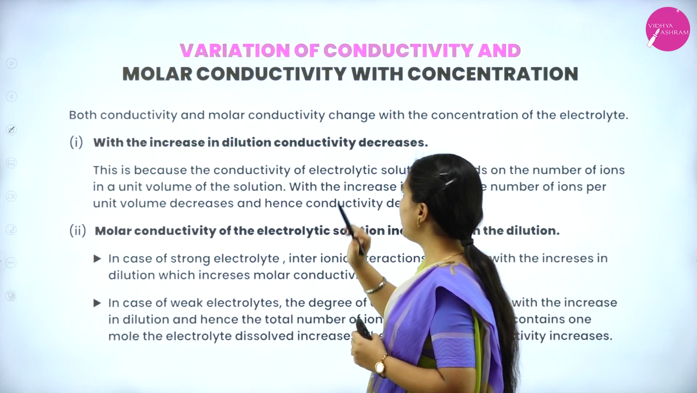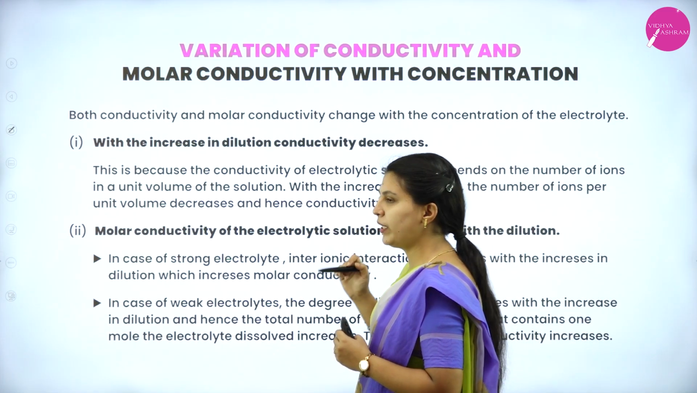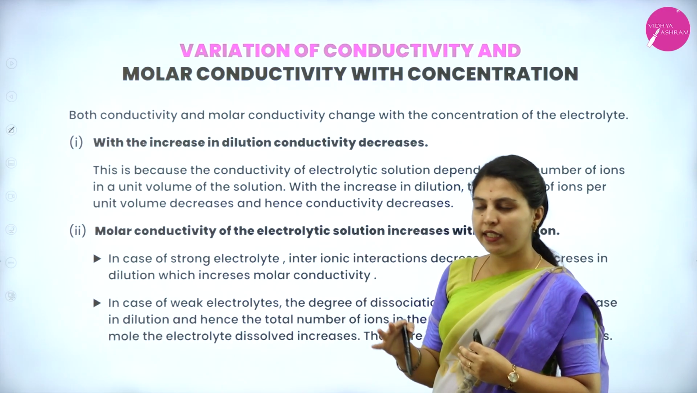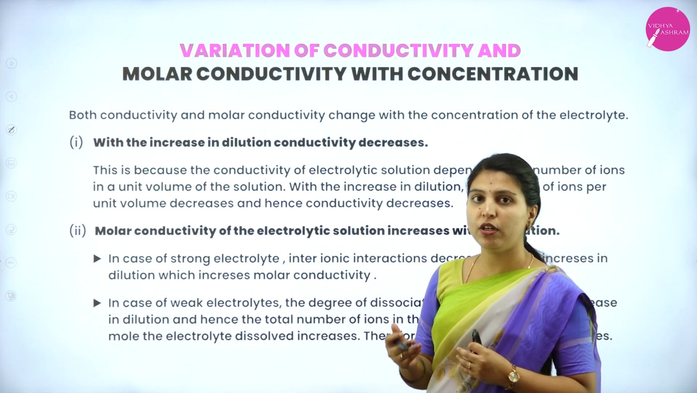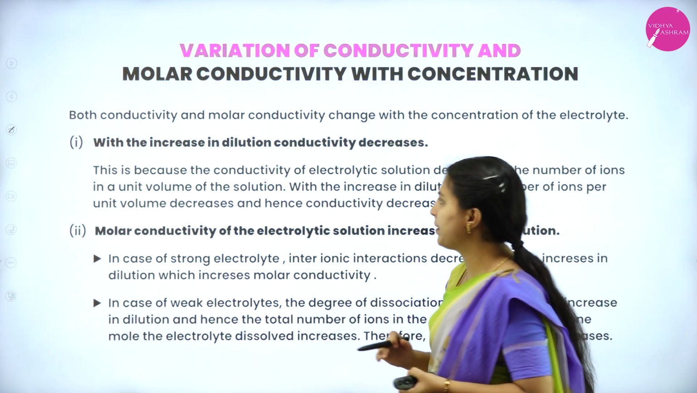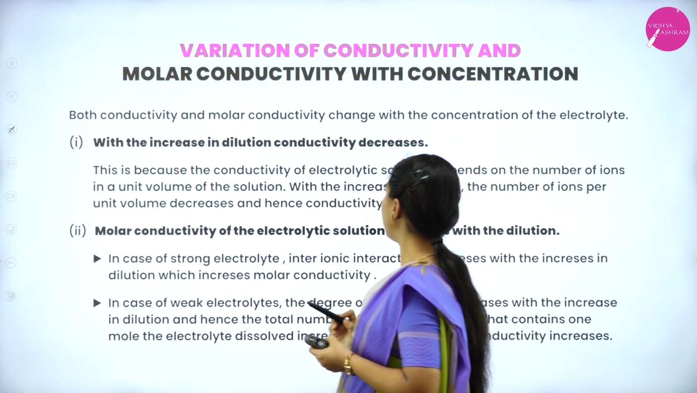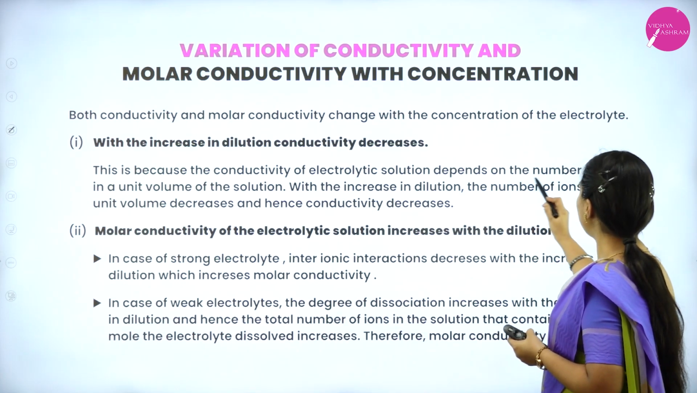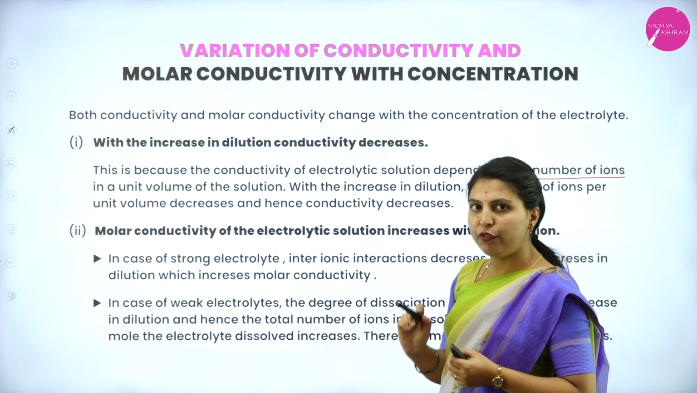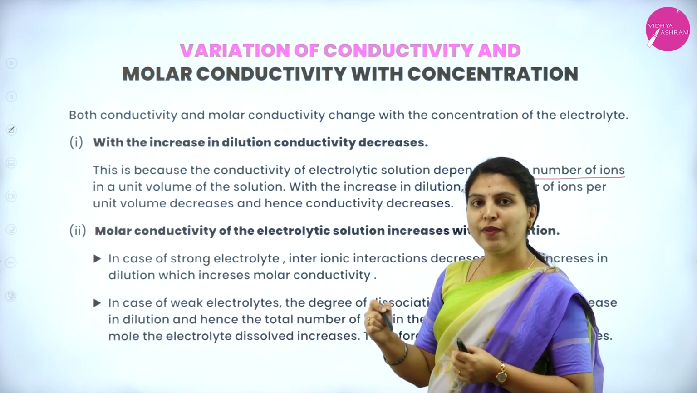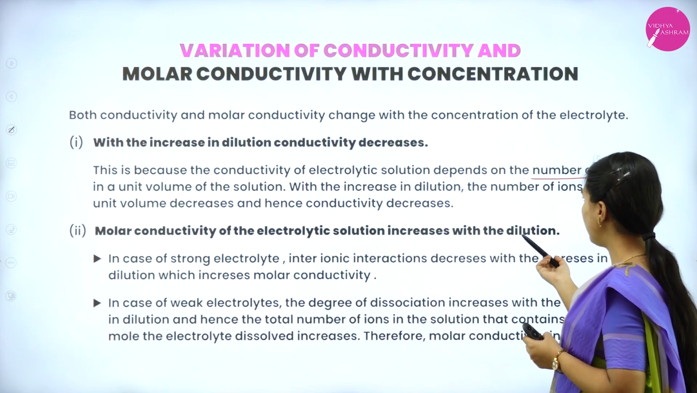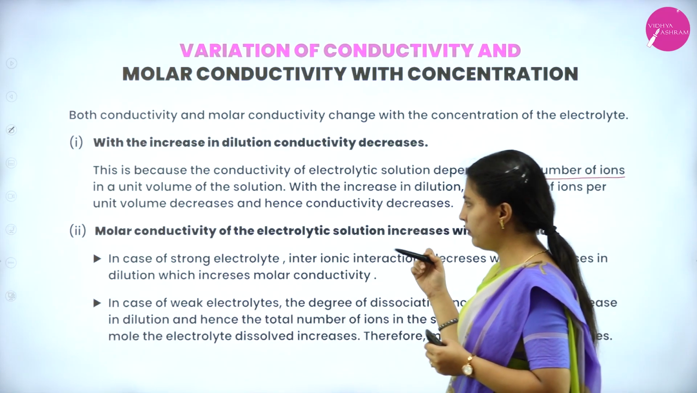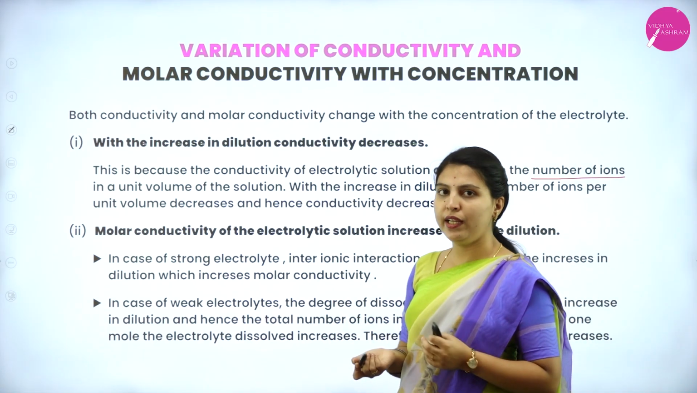With the increase in dilution, conductivity decreases. When the concentration decreases or dilution increases, conductivity will also decrease because the number of ions will be less. This is because the conductivity of the electrolytic solution depends on the number of ions in a unit volume. Dilution means the ions will be decreased, so conductivity will also decrease.